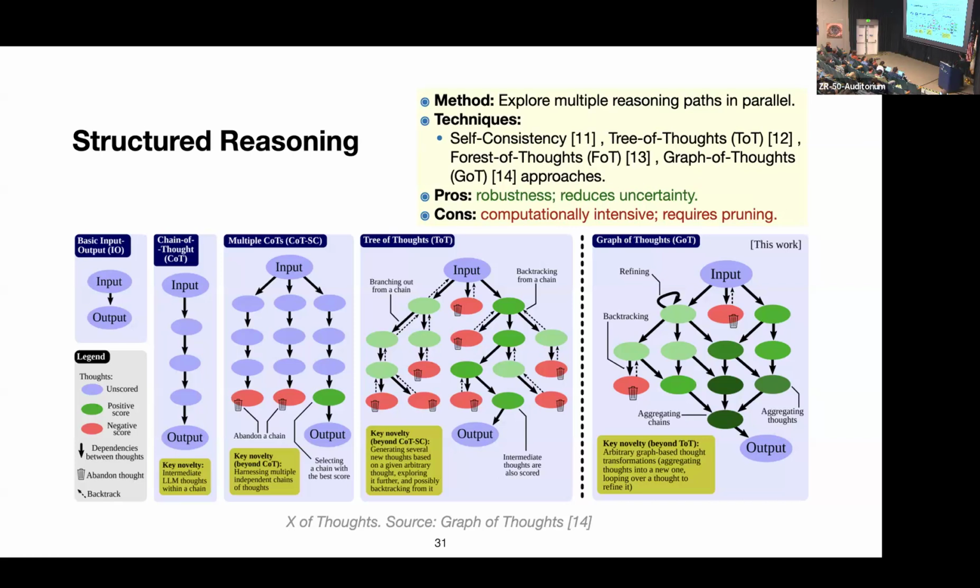And more generally, you can generalize such multi-chain structures to tree structures or even graph structures, right? With more and more structure, you are making the reasoning process more robust. You are trying to achieve a more optimized solution and reduced uncertainty. But it has a price, right? With more complex structure and more state management, naturally you will have more computational costs, and it requires pruning to reduce the unnecessary search space.